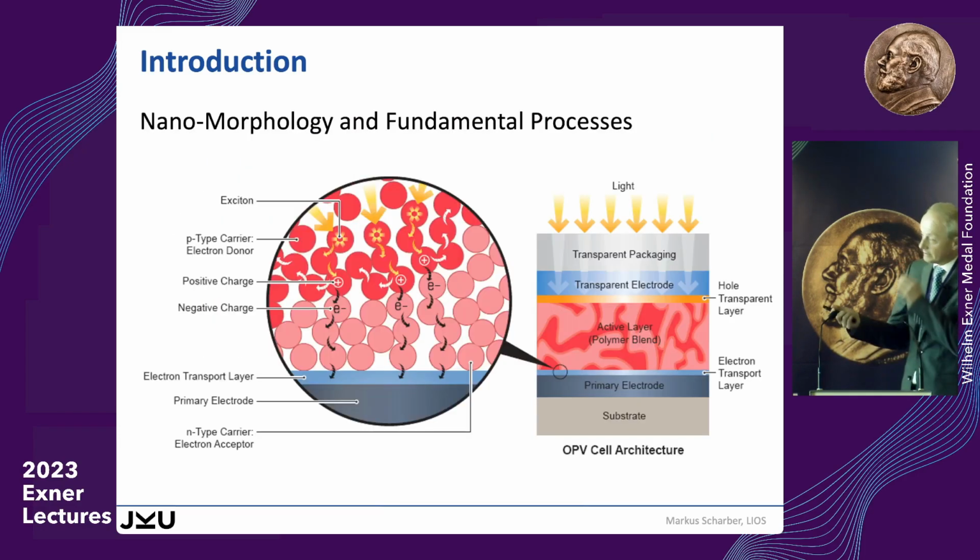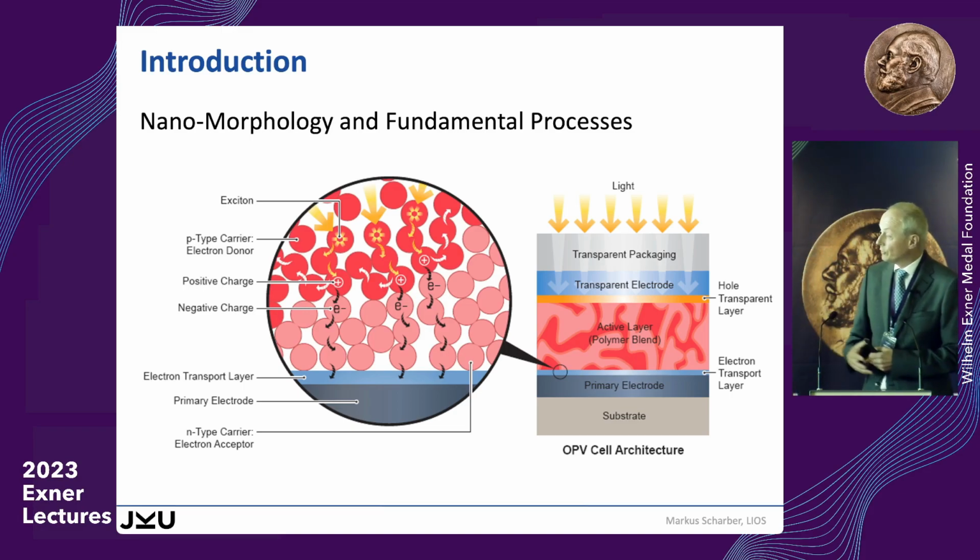So just to show you again how the cross-section of a typical organic solar cell looks like, on the right-hand side, you start with a substrate, then you have an electrode, an interface layer, a transport material we call it, and you have this reddish, this kind of nanostructure here, which is essentially the part where the donor and the acceptor are mixed together.